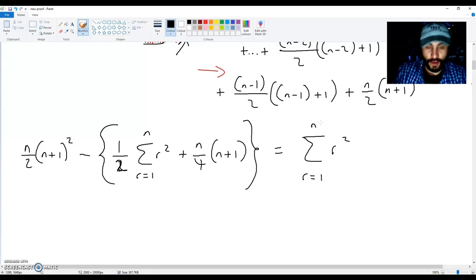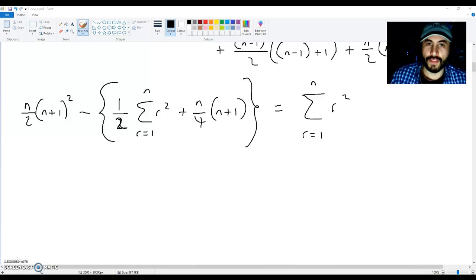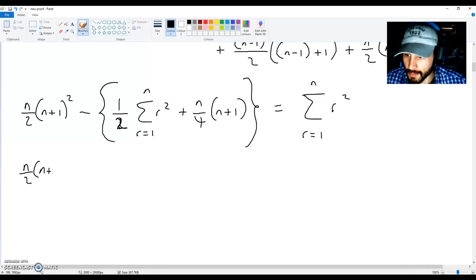And the idea of this equation right here is to prove that this, over here, is in fact equal to this, and that's where we're going to get to. Okay, so let's start simplifying this equation, and let's get our proof. So from here we end up with n over 2 multiplied by n plus 1 squared minus half this.